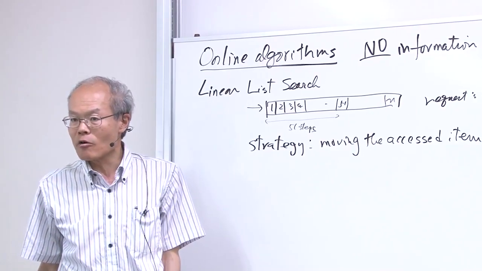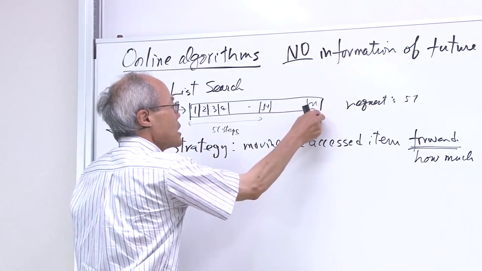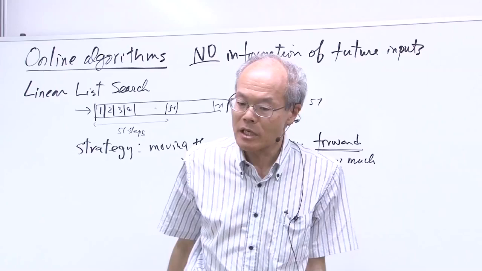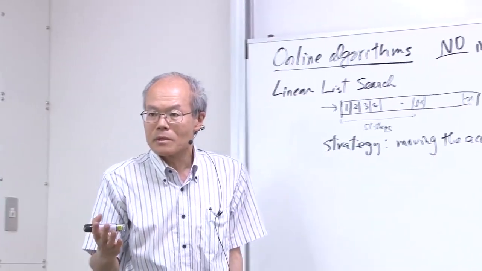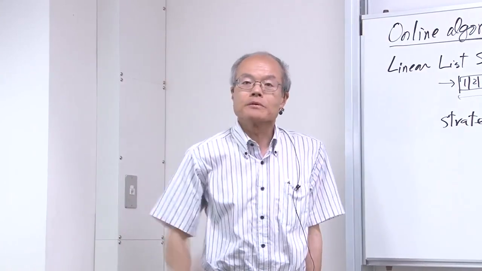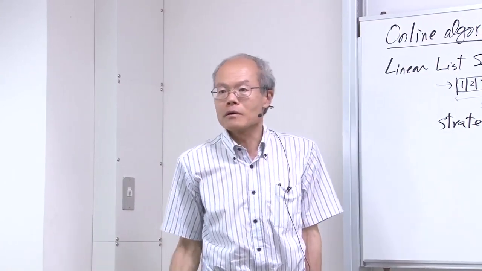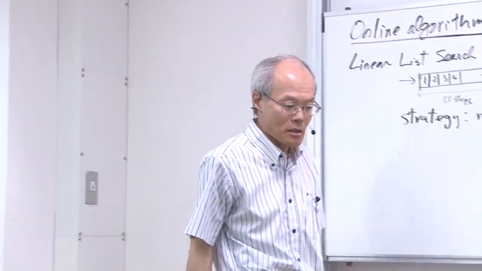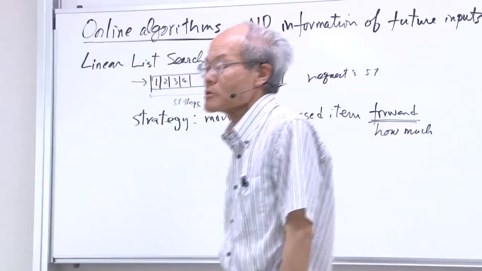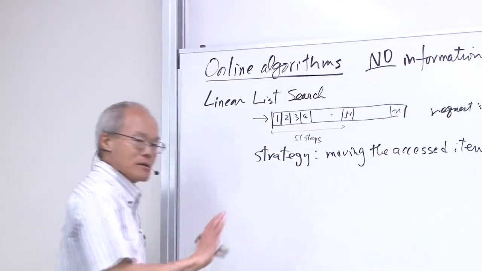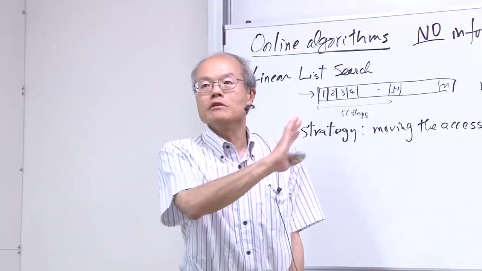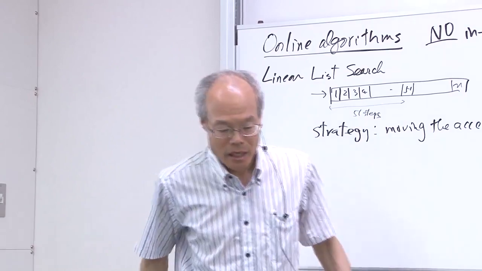But the optimal algorithm, of course, moves this item to the top for the first request. Then after that, the optimal algorithm doesn't need many steps, just one step for the remaining requests. That's why the competitive ratio becomes bad. The obvious thing is it is bad not to move the accessed item.